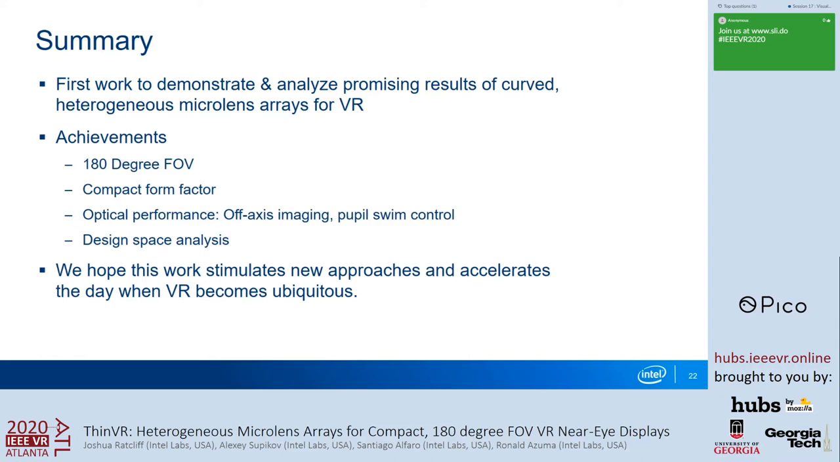To summarize, we believe this is the first work to demonstrate and analyze the promise of using curved, heterogeneous microlens arrays for virtual reality. We've achieved a 180-degree field of view, a compact form factor, optical performance that is acceptable both in terms of off-axis imaging and pupil swim, and we provide a design space analysis. We hope this work stimulates new approaches and accelerates the day when VR becomes ubiquitous.